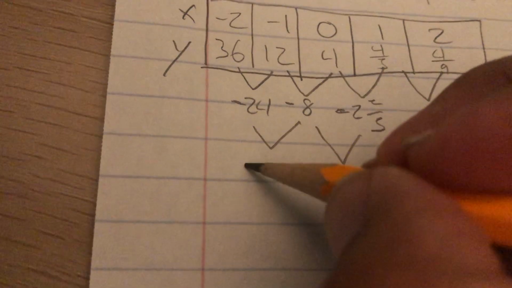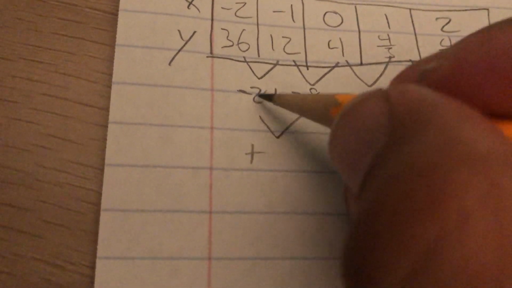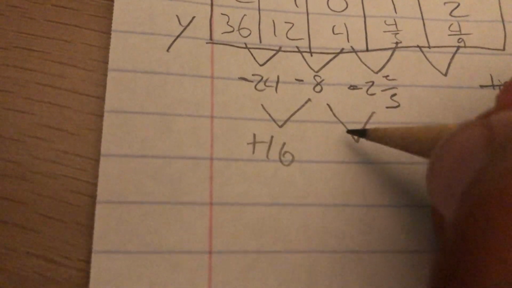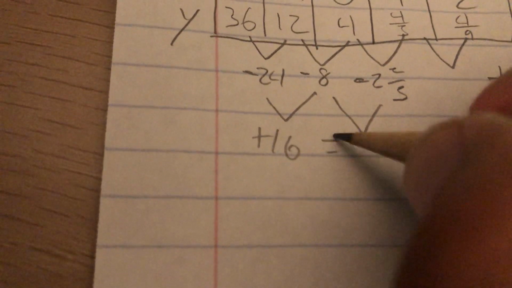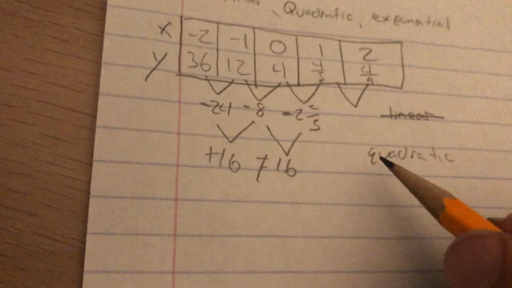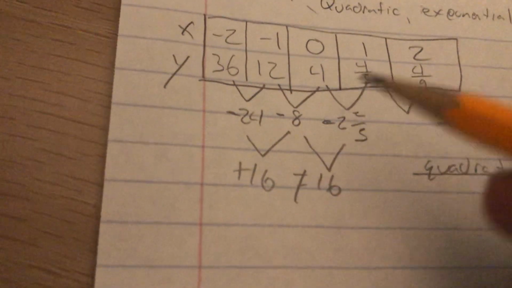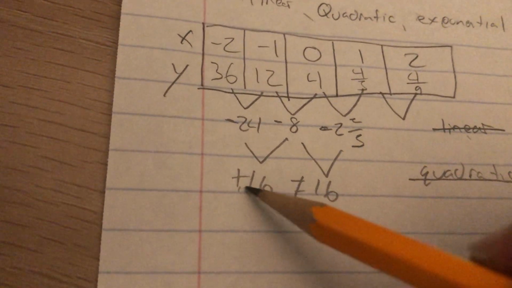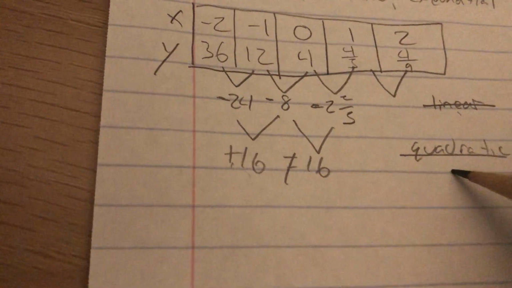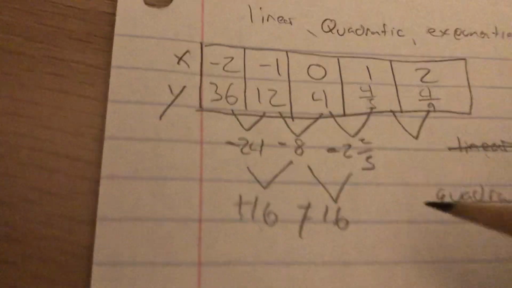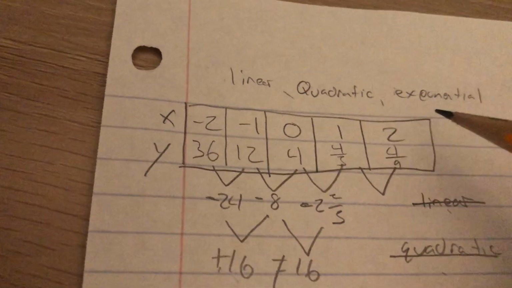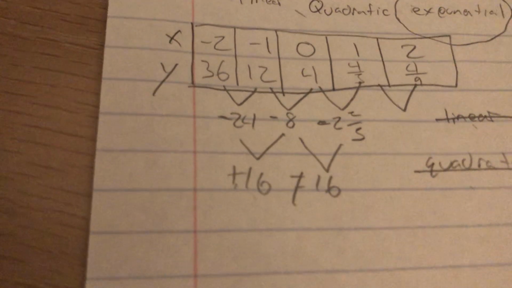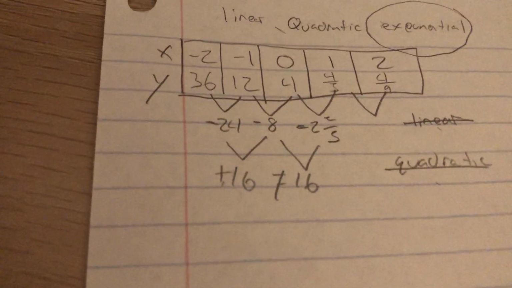Now here, I'm adding 16. And here, it's not adding 16 again. Okay? So it is not 16. So that means it's not quadratic. It has to repeat all the way through for it to be linear. It has to repeat all the way through to be quadratic. So if it's not linear and not quadratic, and it's asking me if it's linear, quadratic, or exponential, that automatically means that this one is exponential. Okay? And that's it.